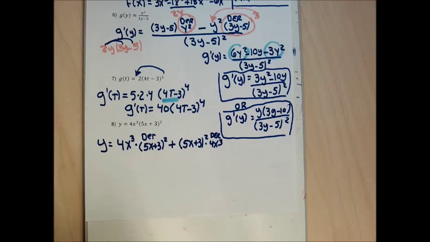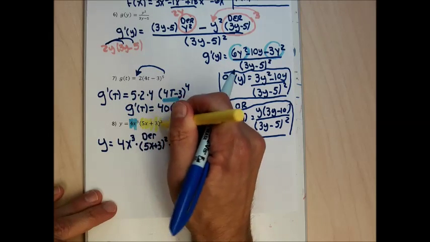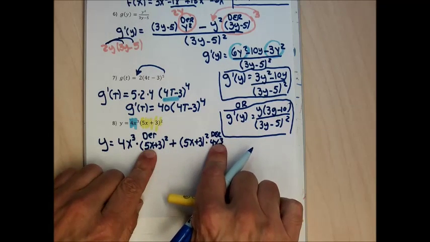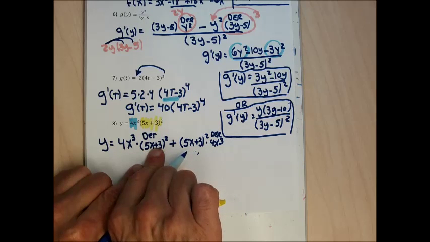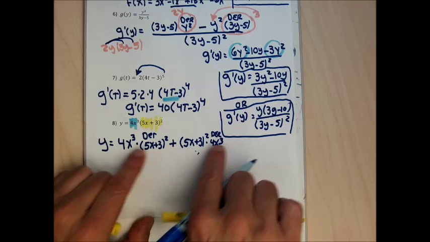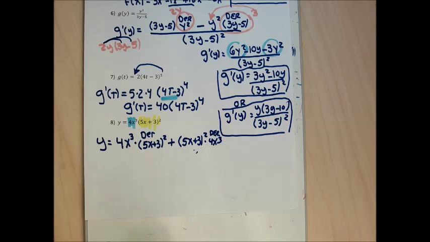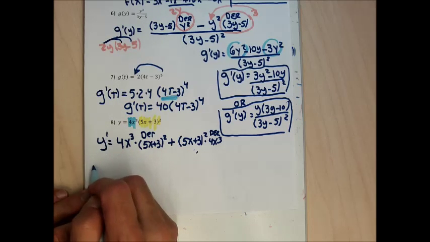There's two pieces being multiplied, 4x cubed and 5x plus 3 squared. I need the derivative of each one of those pieces. There's the derivative of 4x cubed. There's the derivative of 5x plus 3 squared. There has to be a plus sign between, and then the derivative is multiplied by the other piece. Let me now try to handle these derivatives. So I'm going to write y prime. I should have written y prime before.